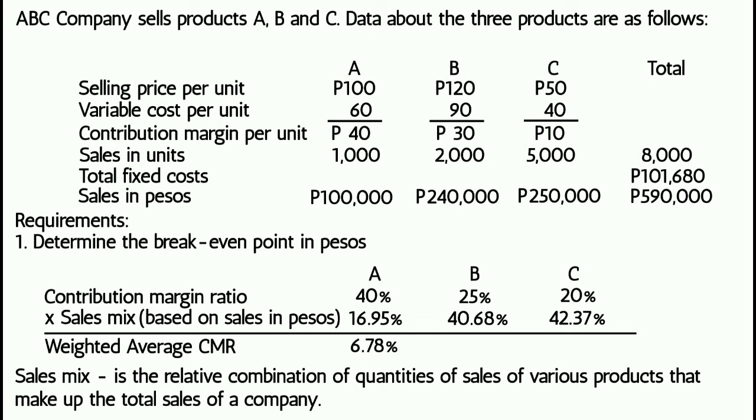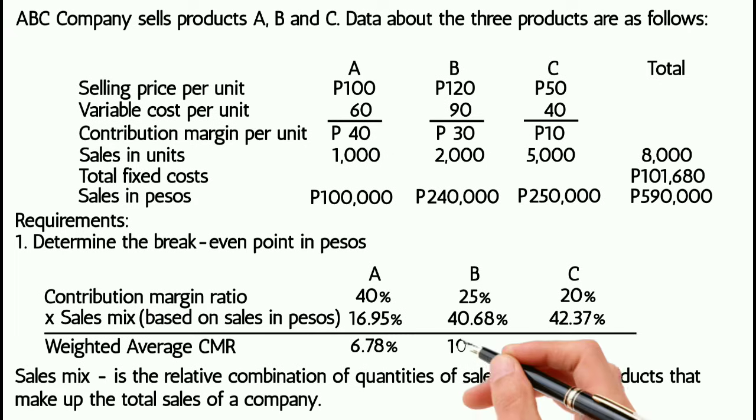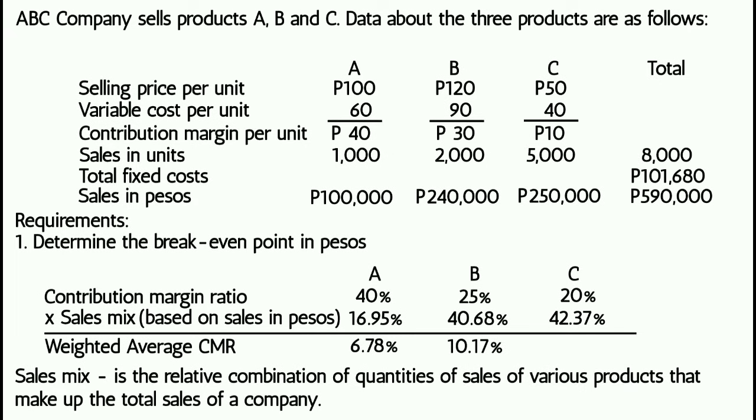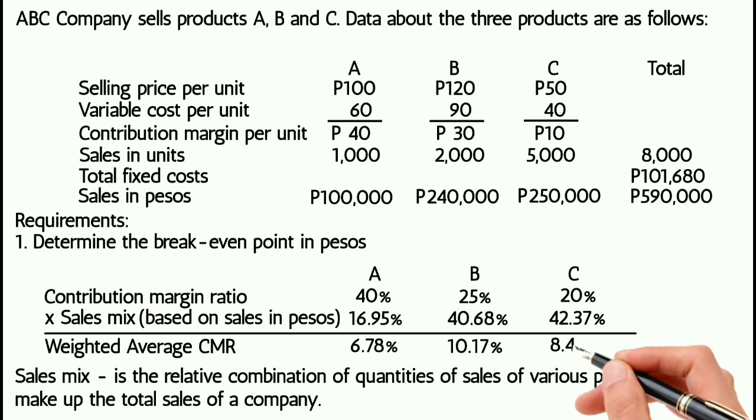25% times 40.68%, that is equal to 10.17%. 20% times 42.37%, that is equal to 8.47%.